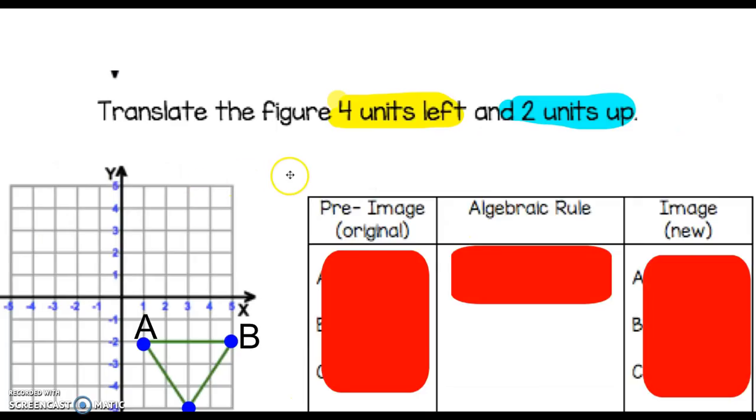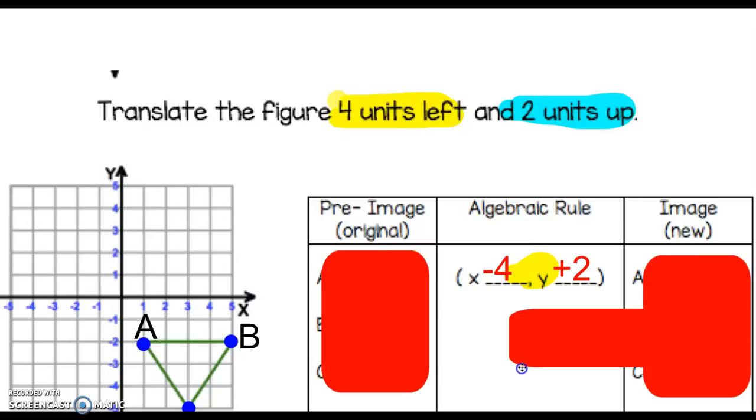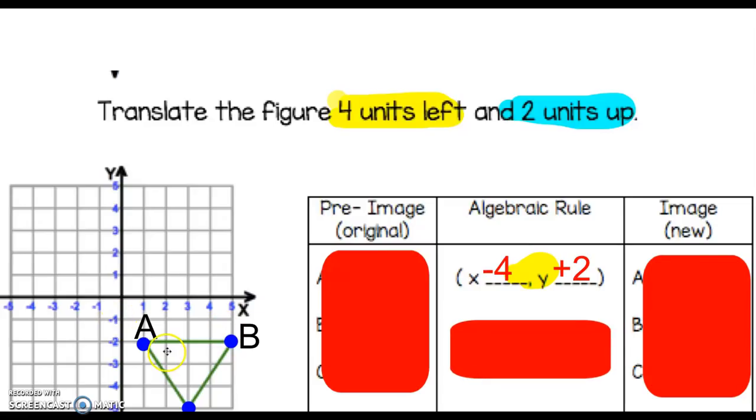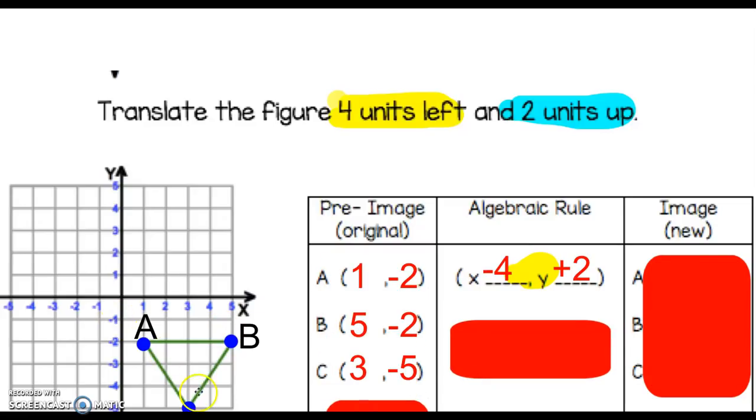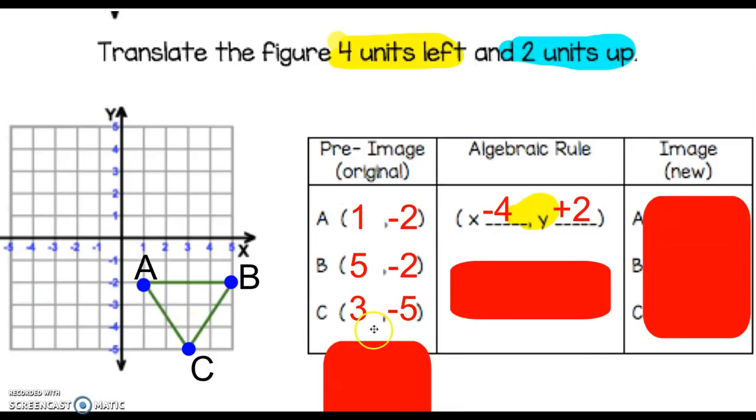So now we'll do another one. This time we are going to move it 4 units left and 2 units up. The algebraic rule: 4 units left, that tells me to go in a negative direction. So left is going to be x minus 4, and 2 units up would be positive, so y plus 2. My original ordered pairs are (1, -2), (5, -2), and (3, -5) for the C.